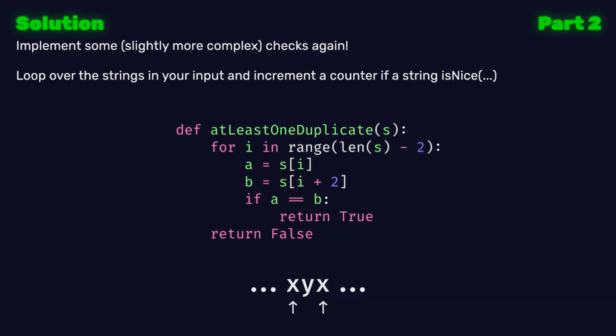To check if there is at least one duplicate, we essentially loop over the string in triplets here. To consider that we want to look 2 characters ahead, we iterate until the length of the string minus 2. Then if index I and index I plus 2 is ever the same, we can return true. Please also see the example at the bottom, where if I is the first x, then we look for the second x at I plus 2. Otherwise, no triplet is ever found, and we return false.